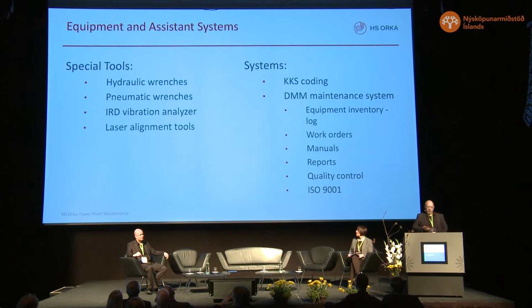We use various special tools, and we use KKS or Kraftwerk Kennzeichnung system for the coding of all assets, and we use the DMM maintenance system as Guðmundur was presenting. And we use it for logging equipment inventory. We use it for making work orders. We keep all our manuals there, and we do maintenance reports, and we use it for quality control. And this is one of the main bases for our ISO 9001 accreditation.